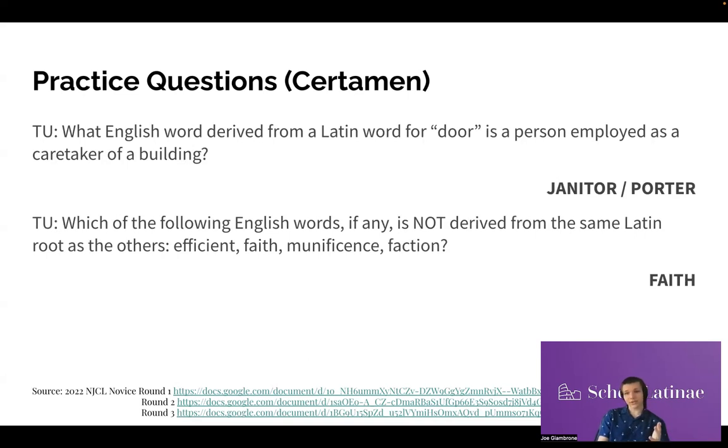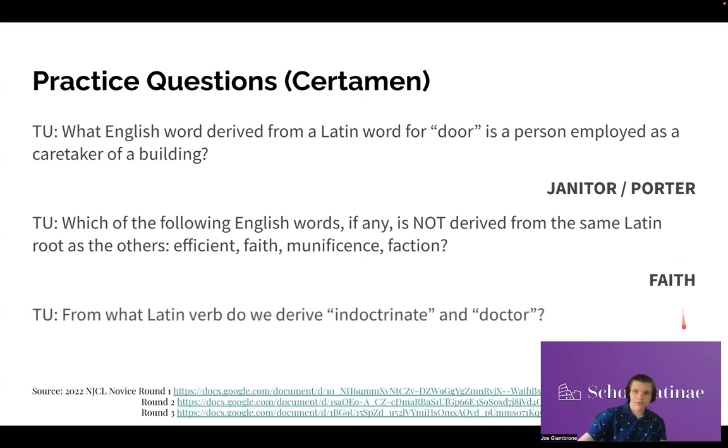Faction, we actually mentioned earlier, is a doublet of fashion. Efficient also is from ex, meaning out of. Munificence is also from munus, meaning gift. And faith ultimately derives from fides, which means faith, related to fido, which is to trust. And so it doesn't belong with the other words there.